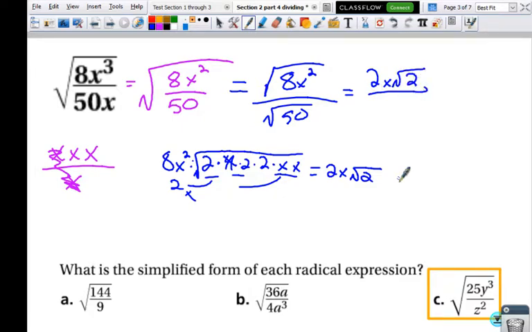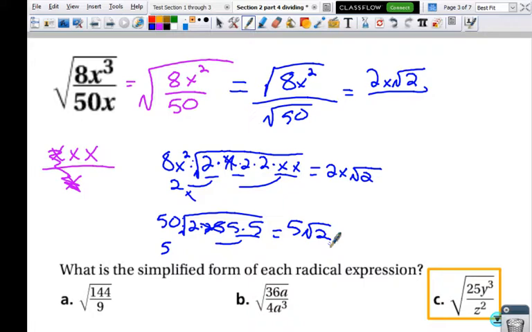But I'm not done yet, because I have to do the same thing to the bottom one. I have 50. 2 times 25. Yep, so 50 is 2 times 25, right? The 25 is really 5 times 5. Alright, bring my square root back. What gets kicked out? 5. 5 gets kicked out. So I've got 5 square root of 2, just like that.